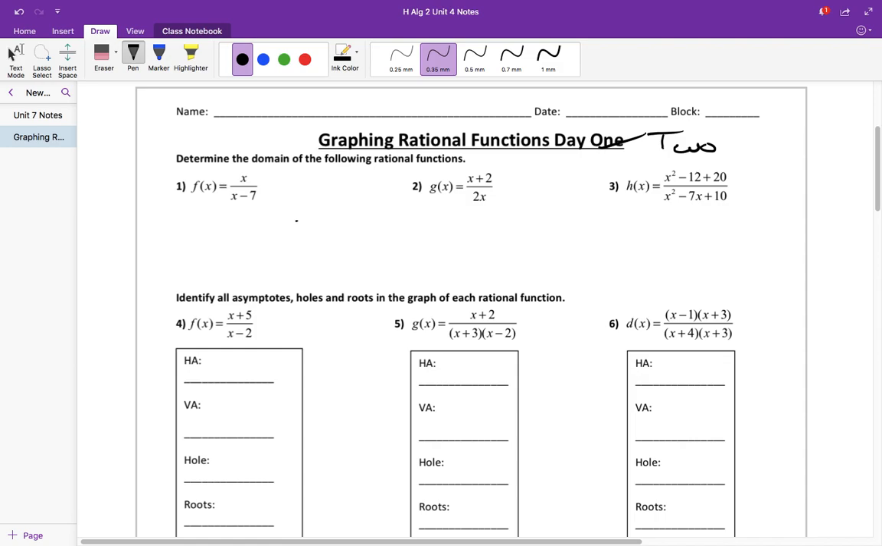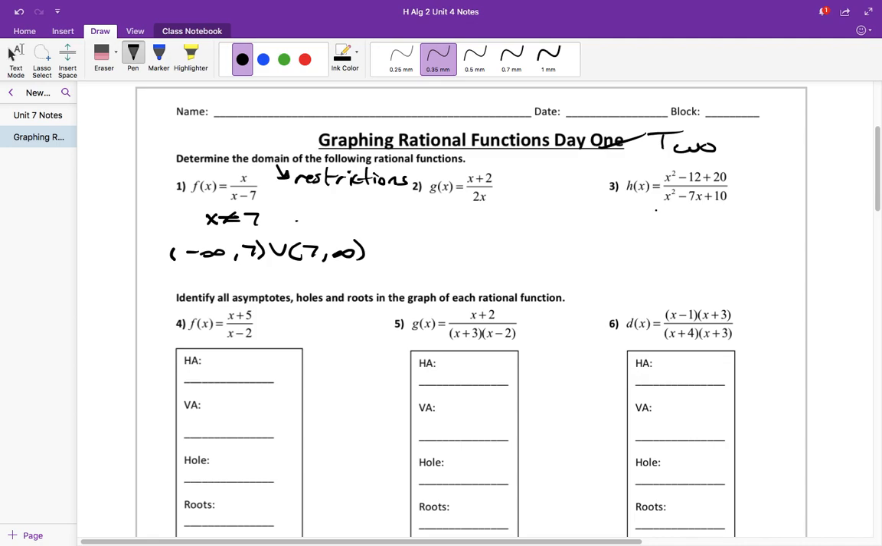So when you're asked to determine the domain of a rational function, basically what that's asking for is the domain restrictions, and then using those to put your domain into interval notation. For example, on number 1, if x cannot equal 7, but it can equal anything else, then you would say from negative infinity up to 7, in union with from 7 up to infinity.